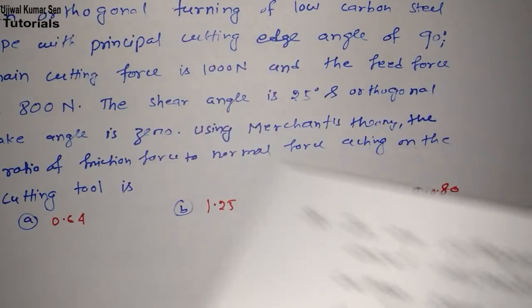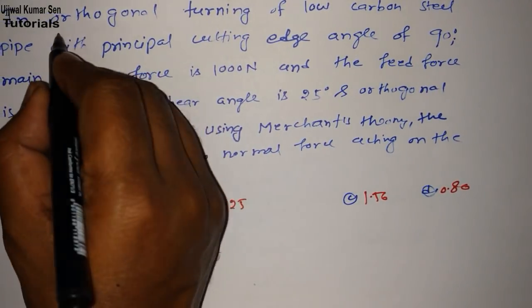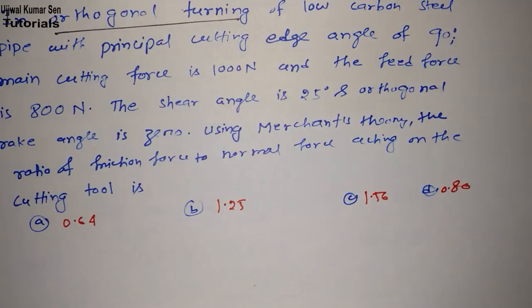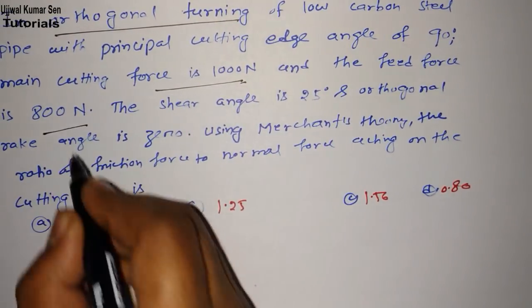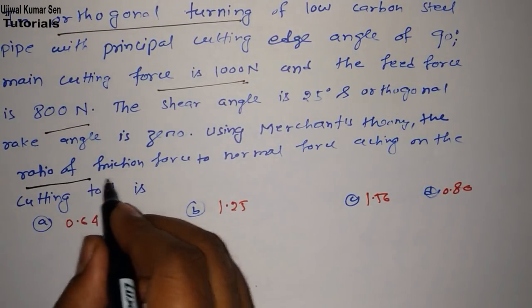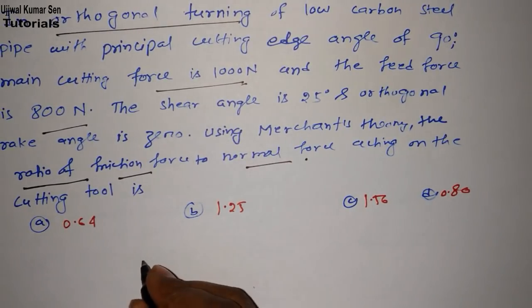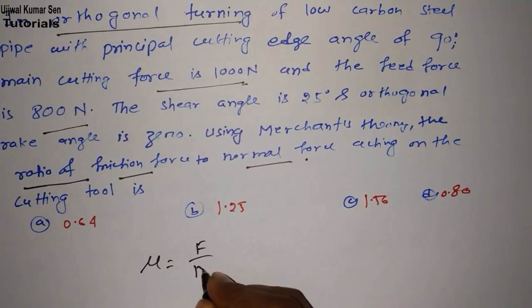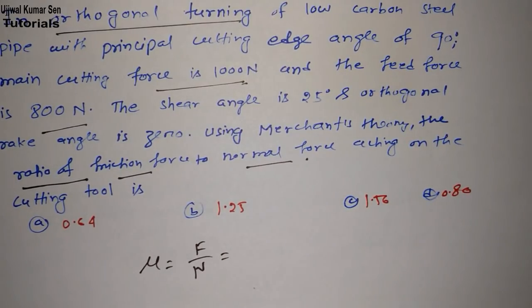Now let's go for the next question. We have an orthogonal cutting operation on a low carbon steel pipe. The cutting force is given. We have to find the ratio of friction force to normal force, that is mu is equal to friction force by normal force, F by N. We know this, right?